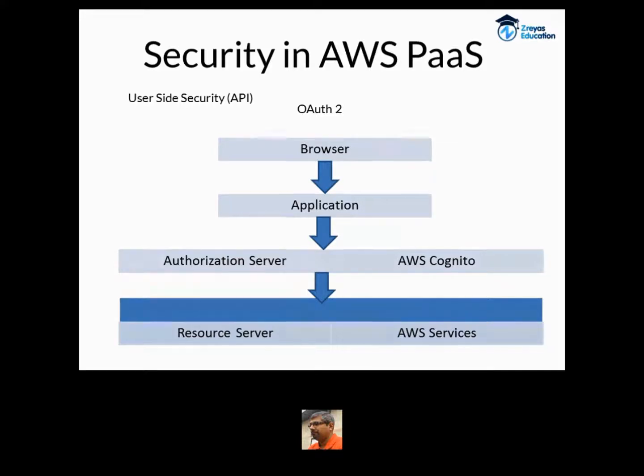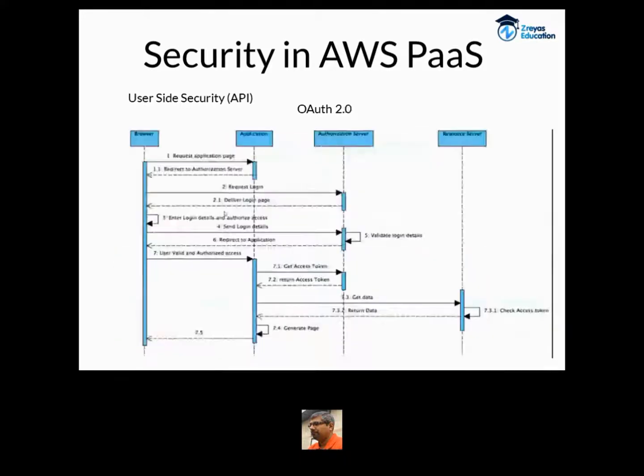Here is a little more detailed ladder diagram of how this OAuth protocol really works. You don't have to get into the details of this because this is a protocol, but what you need to understand is that there is a two-step process. In one step, you validate the user credentials, and in the other step, you give the user a temporary token through which he can access the API services. And this is all done using the AWS Cognito service.